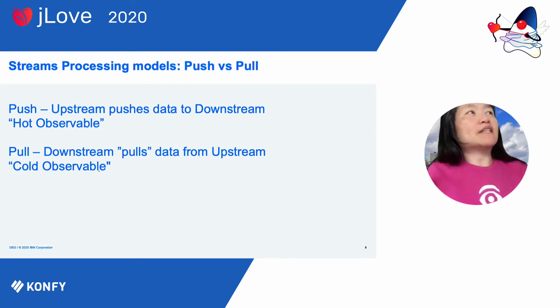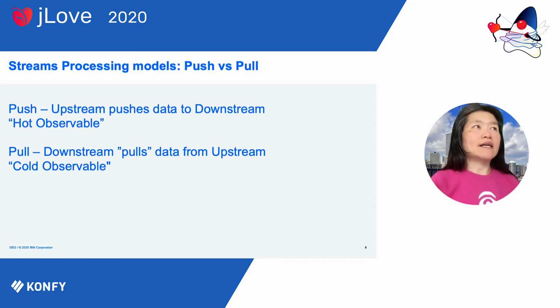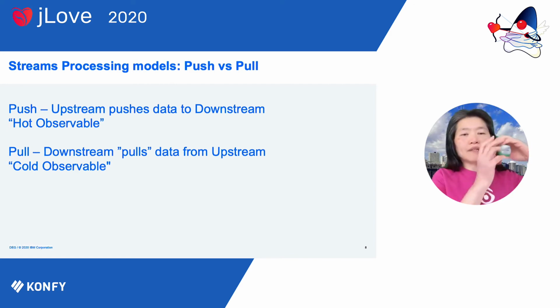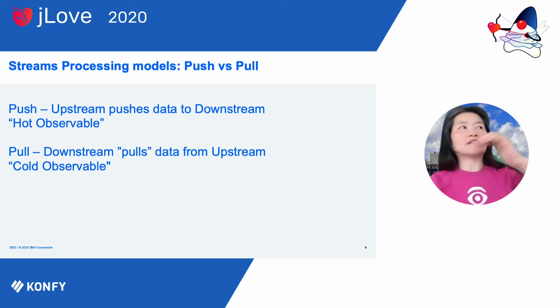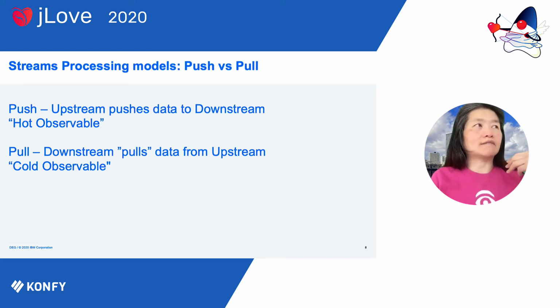So there's also getting into reactive streams. Then there's stream processing. There are two models fundamentally, push versus pull. When we talk about streams, the push model means the upstream, which is producing data, will push the data to the downstream. So it's basically source to consumer, it gets pushed down. But for pull, it's really the downstream that pulls the data from upstream. It's also called a cold observable in reactive extension terminology.